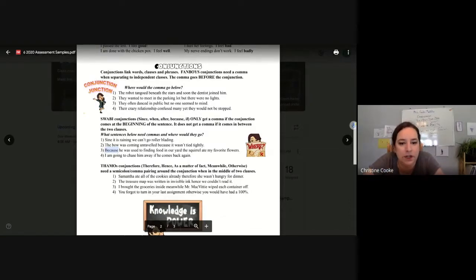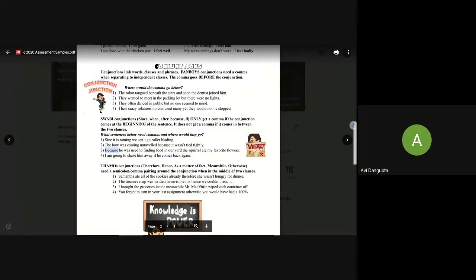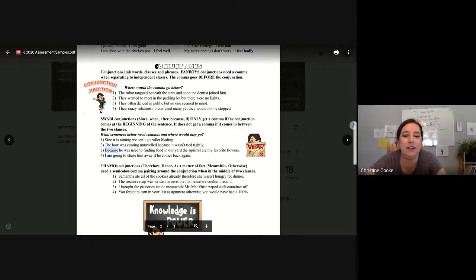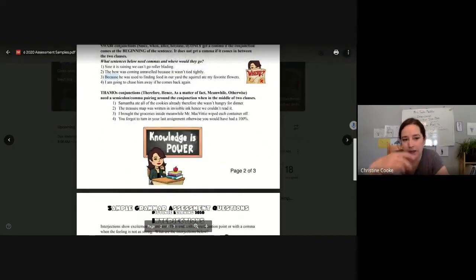Because he was used to finding food in our yards, the squirrel ate my favorite flowers. It did actually happen. Okay, Abby, give it to us. English language, why you be like this? It's after yard, right? Yes. Because he was used to finding food in our yard, comma, the squirrel ate my favorite flowers. I'm going to let you do that last one on your own and double check your answers later.